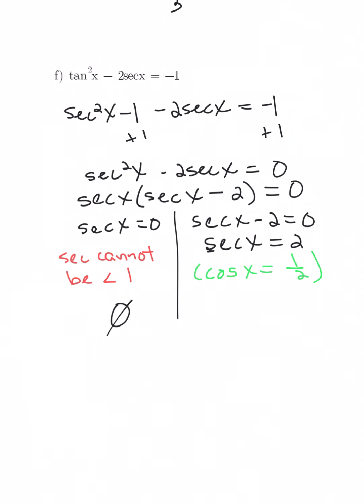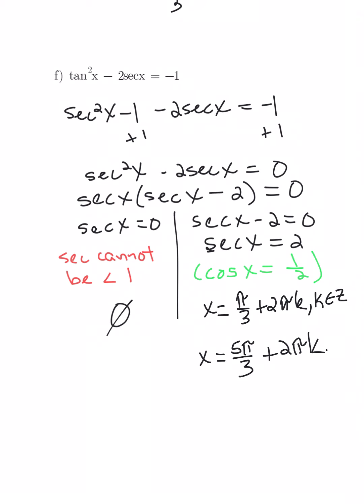In quadrant 1, the angle where that happens is pi over 3. In quadrant 4, that is 5 pi over 3. If you think about it, quadrants 1 and 4 are side by side. Anytime your answers come from side by side quadrants, you have to write plus 2 pi k on each answer. And then on these, k is always an element of the integers.